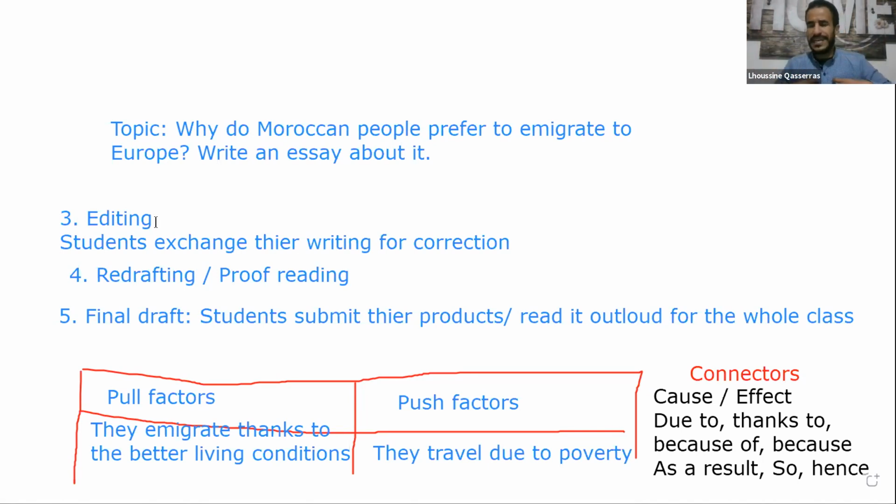You can correct yourself, and then they have to exchange or correct each other, or you can skip it. Don't correct yourself. Give your product to the other one to correct, and the other one will give you his or her product for correction.